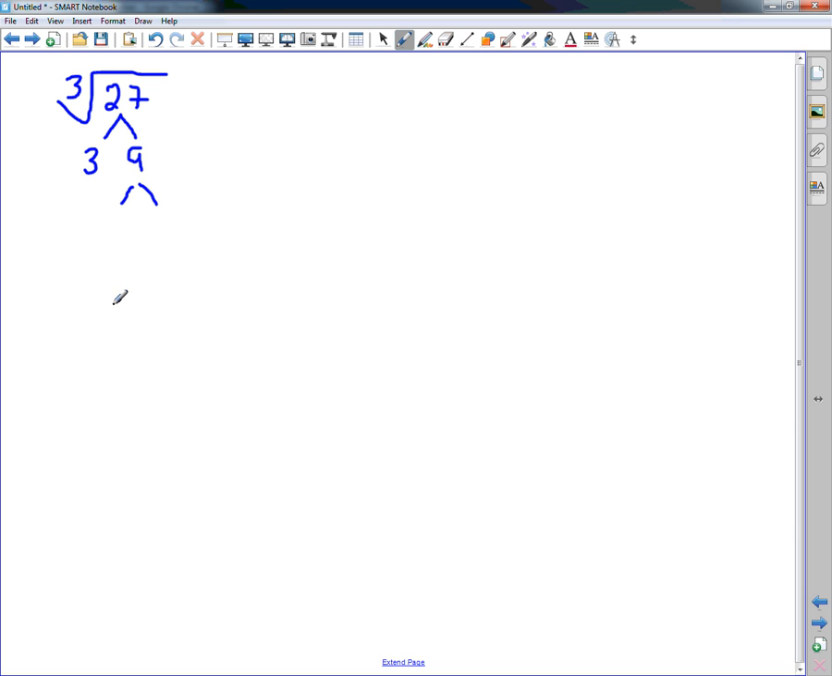And then I continue on with this process. Again, we'll check and see if 9 is divisible by 2. It's not. We check 3. We get 3 times 3. Okay, so we have the cube root. Instead of 27, I'm going to write 3 times 3 times 3.